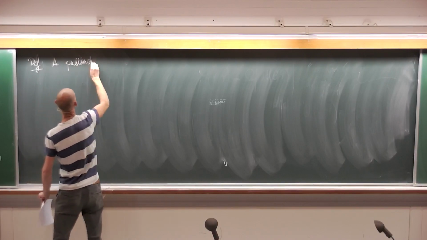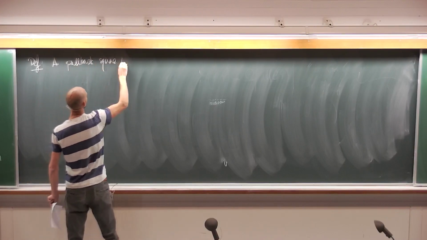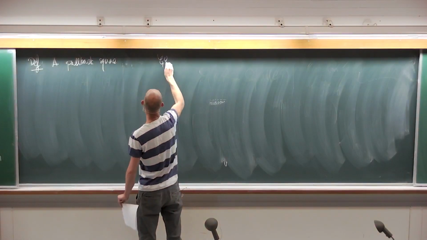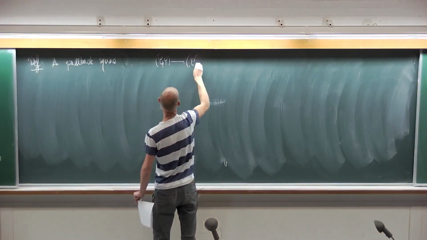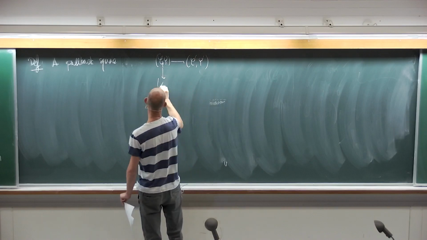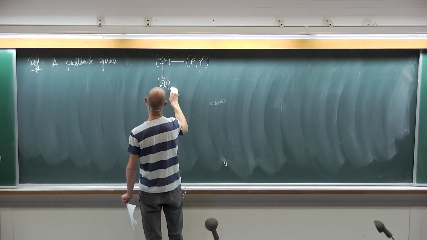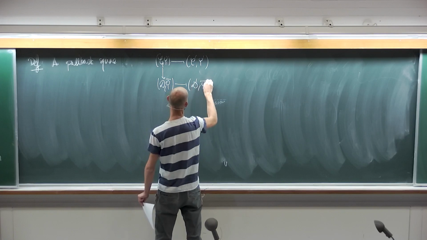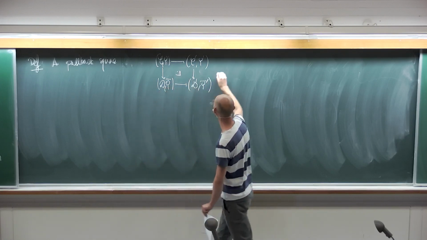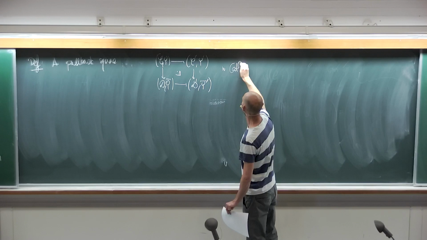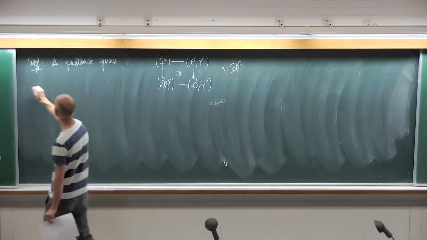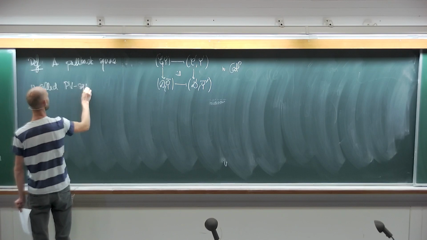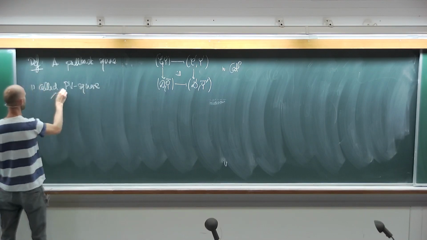I'll say that a pullback square, and I'll write that pullback square. Let me write it like this: C to C prime, and a pullback square of this in Cat_P is called a PV square. PV stands for Poincaré-Verdier.